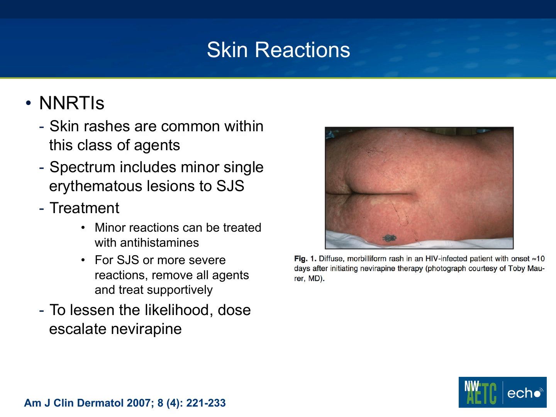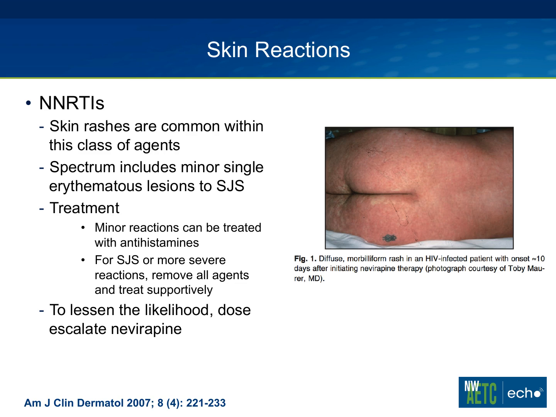First off are non-nucleoside reverse transcriptase inhibitors. Skin rashes are extremely common within this class of agents, and the spectrum includes minor single erythematous lesions all the way up to Stevens-Johnson syndrome. This, for the most part, is seen usually within the first 6 weeks. Liver function tests are usually elevated during this time as well, so those should be jointly examined.